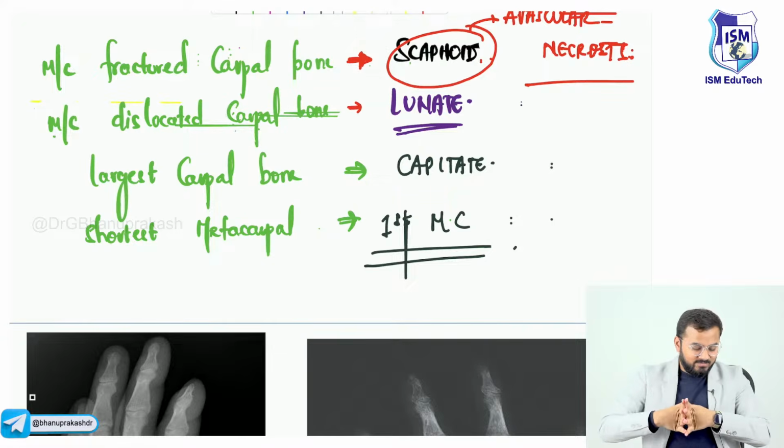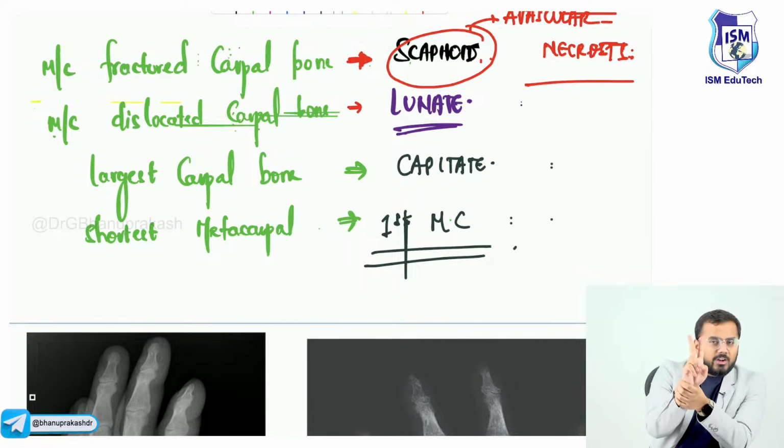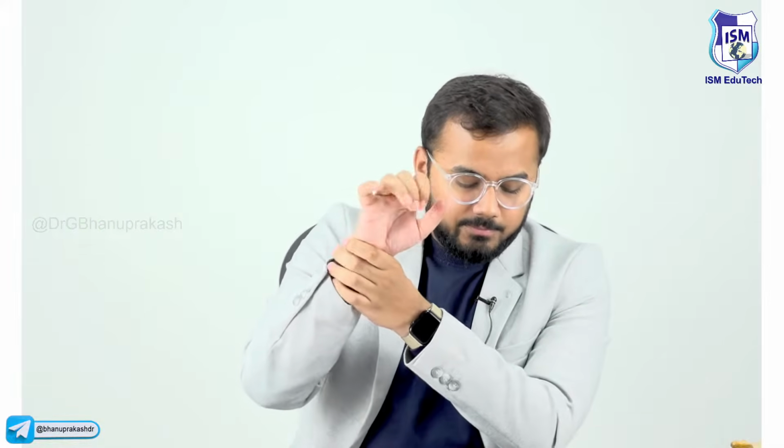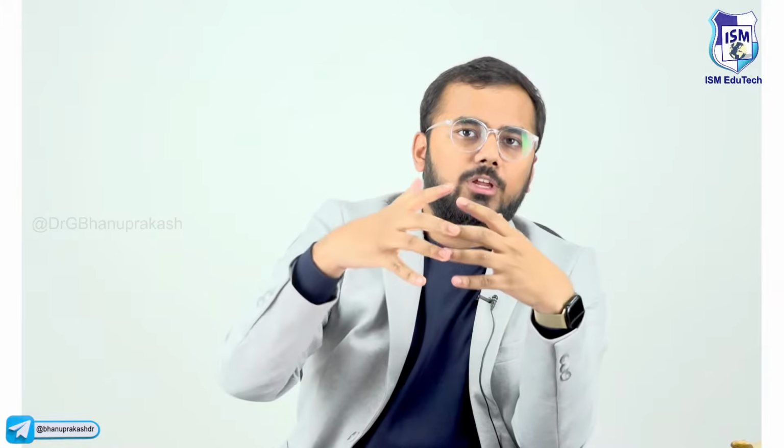If you look at the hand, there are two important fractures which you need to know. For example, when I'm punching someone, during boxing, when you're punching your opponent, you don't punch like this. You punch in this way. So when you're punching here, see this part, which part is it? Lateral part.